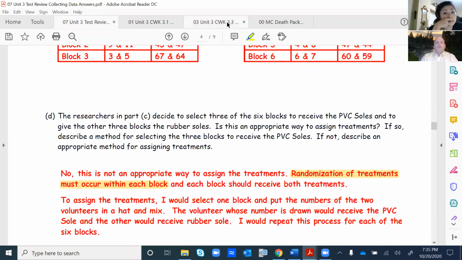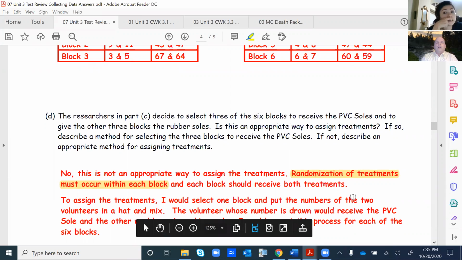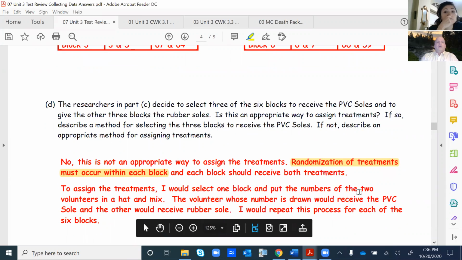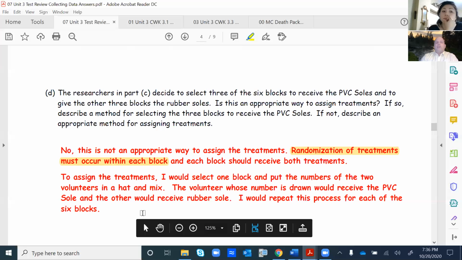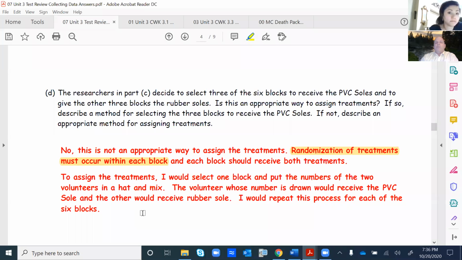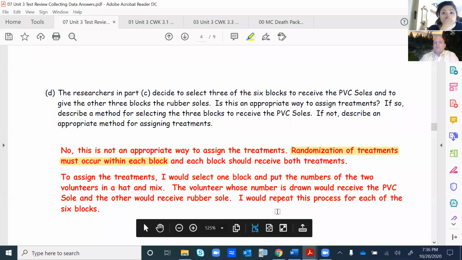That right there is the gold standard phrase. All right? So to assign treatments, how would I do this? Well, I could have flipped a coin, but I find that more difficult. So I would select one block and put the numbers of the 2 volunteers in a hat and mix. The volunteer whose number is drawn would receive the PVC sole, and the other would receive the rubber sole. I would repeat this process for each of the 6 blocks.